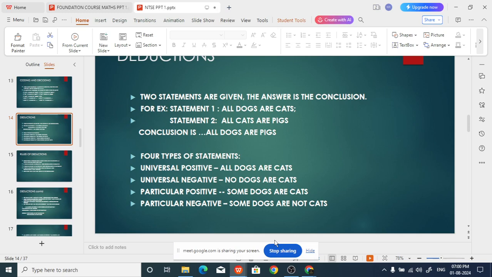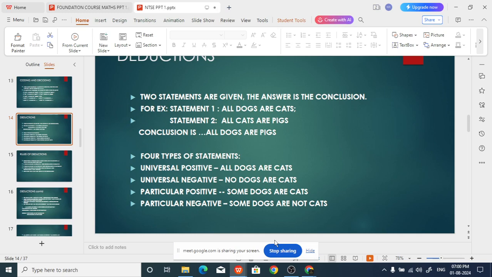Two statements are given. The answer is the conclusion. For example, statement 1, all dogs are cats. Statement 2, all cats are pigs. Conclusion, all dogs are pigs. Four types of statements. Universal positive, all dogs are cats. Universal negative, no dogs are cats. Particular positive, some dogs are cats. Particular negative, some dogs are not cats.